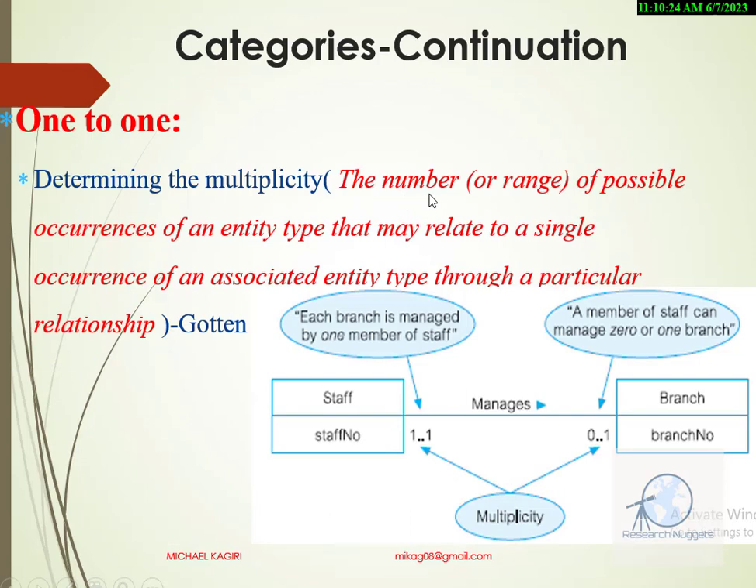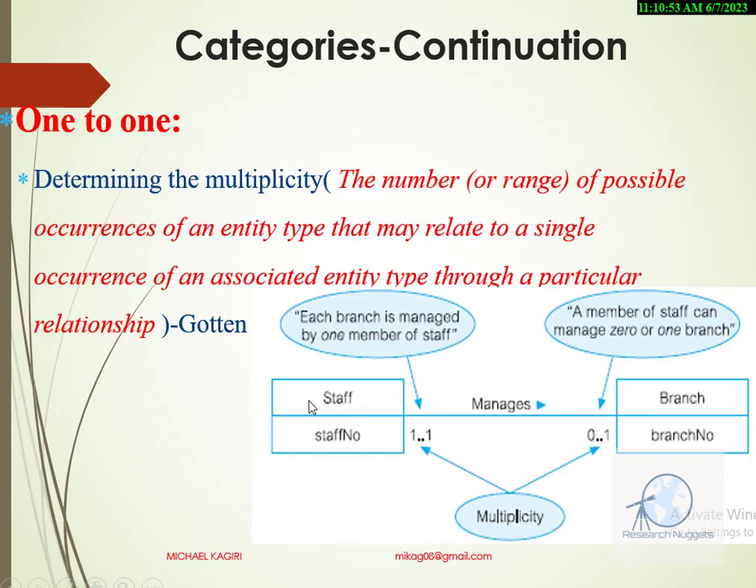So multiplicity is the possible range of occurrence of one particular type that is associated with another given type. For instance, we are saying that a staff manages a branch, but we want to know the extent to which a staff may actually manage a branch. And we normally use these particular symbols to represent multiplicity. And how do we read it?